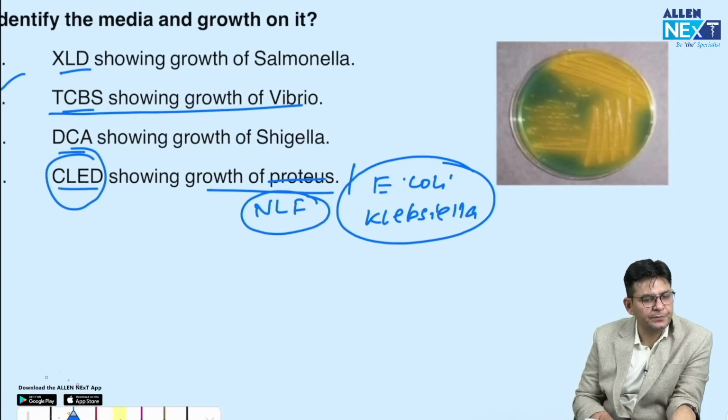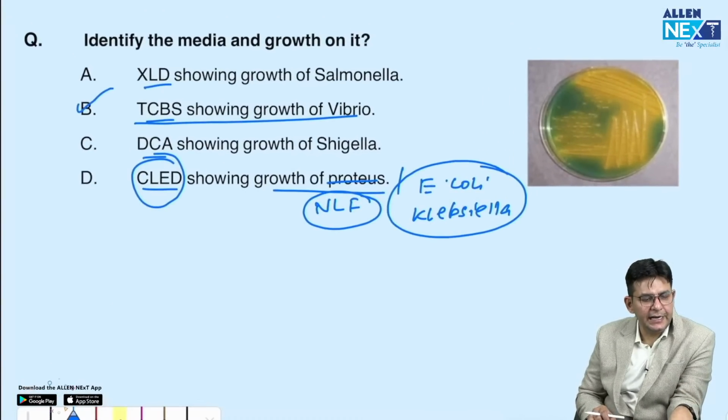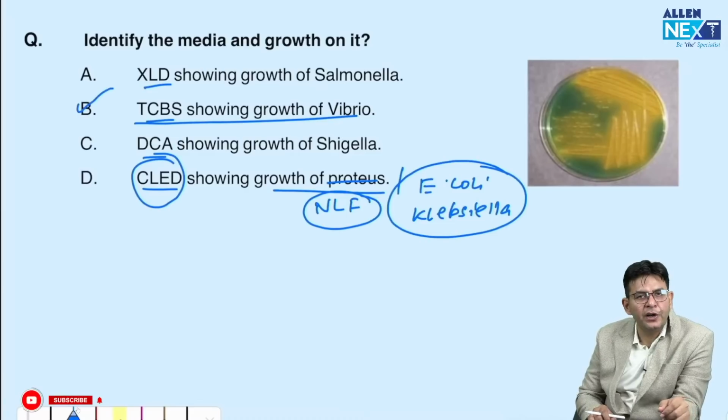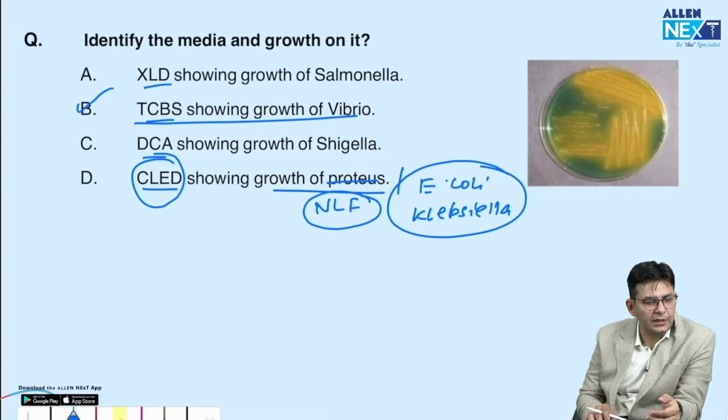Another NEET PG question. Okay, DCA, deoxycholate citrate agar, is used for Salmonella and Shigella. It is not of this color.